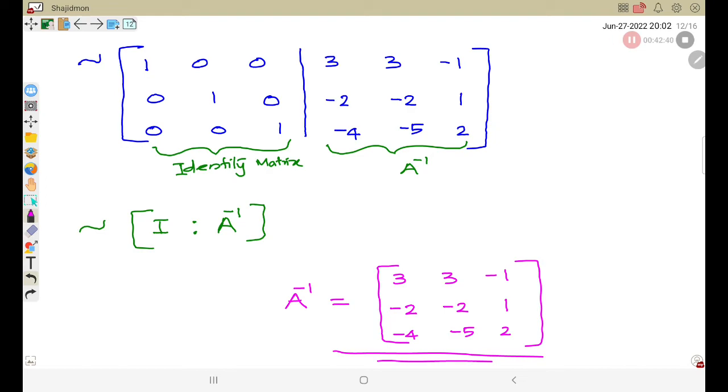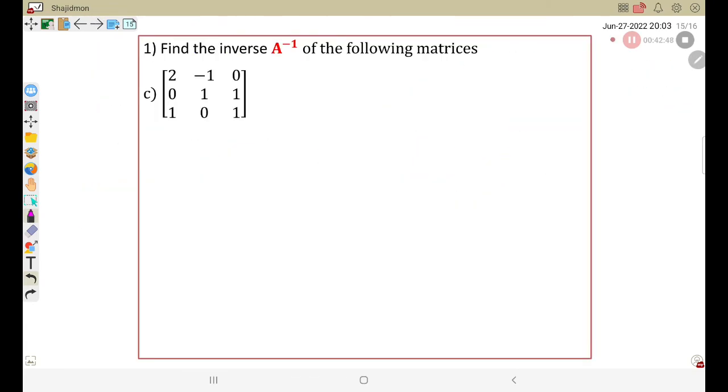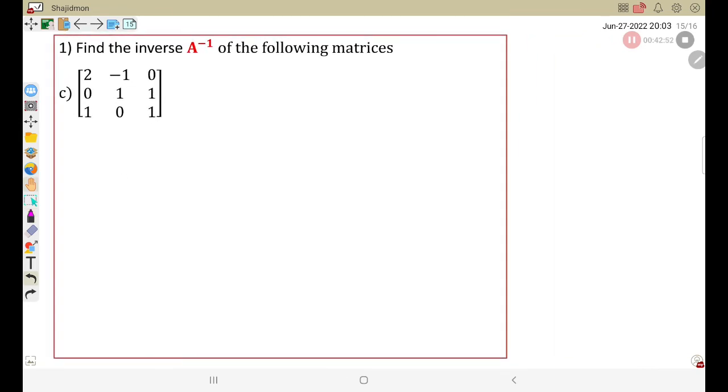So finding a 3 by 3 inverse is a little lengthy, we need to practice more questions. I hope you understood the idea. One more question we will practice the same way. Find the inverse, A inverse, of the following matrix. Question number C. I am writing only the last matrix. You can practice this question with a calculator later when we are solving. So we will start this one.